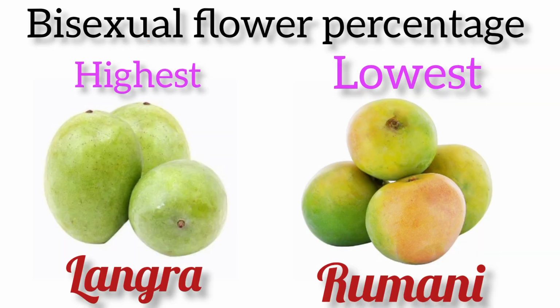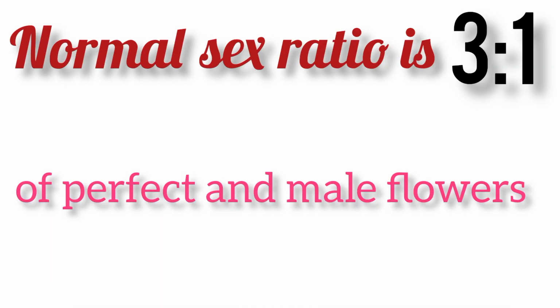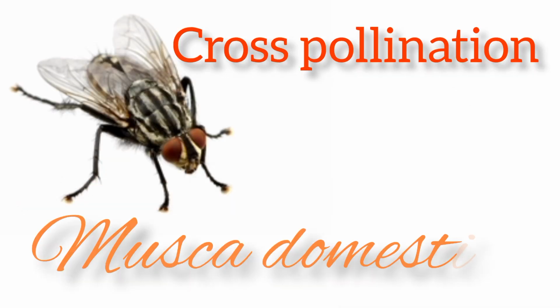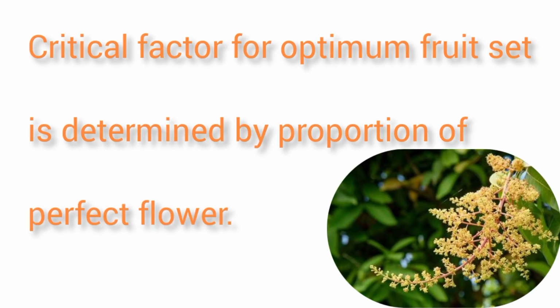Now about bisexual flower percentage, which is highest in the Lengra variety of mango and lowest in the Romani variety of mango. Normal sex ratio of perfect and male flower is 3:1. Here the pollination is cross and the pollinator is housefly. The critical factor for optimum fruit set is determined by the proportion of perfect flowers.